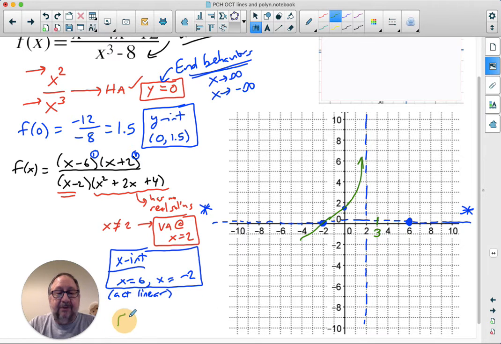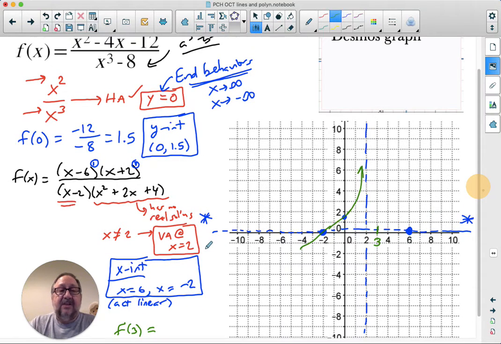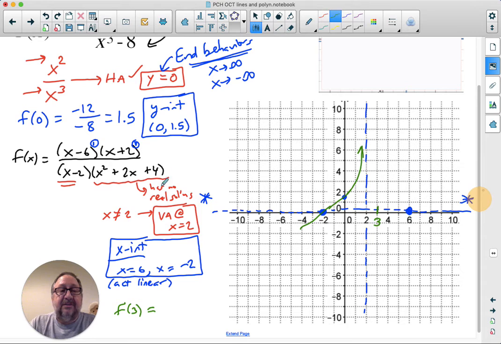So what is f of 3? And I will tell you this. I don't really care about what it is as much as is it positive or negative. So I'm going to look back here at my factored version, and I've got 1, 2, 3, 4 factors, and let's just check out the signs here. When I plug in 3, I get 3 minus 6, that is negative. I get 3 plus 2, that is positive. In the denominator, I have 3 minus 2, that is positive. And finally, when I square it and add more, I don't care what it is, but it is positive.